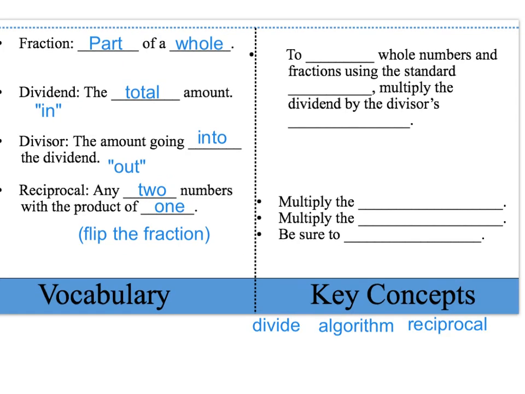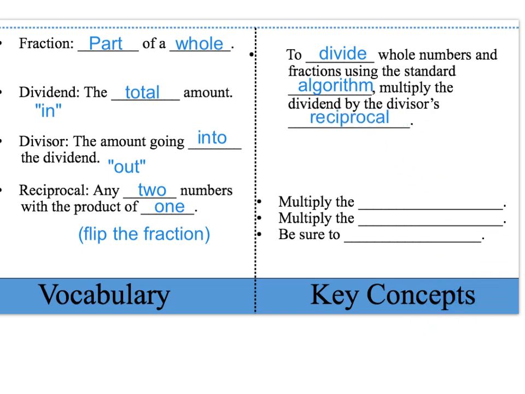Key concepts. To divide whole numbers and fractions using the standard algorithm, multiply the dividend by the divisor's reciprocal. So for example, if I have a problem that says 1/2 divided by 3/4, what I want to do is rewrite the dividend, which is 1/2. Then I'm going to change the division sign to multiplication. And I'm going to take the reciprocal of 3/4, which is 4/3. Now I'm ready to solve this problem.